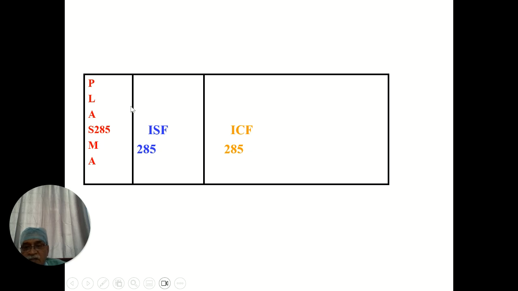And between the plasma and the interstitial fluid compartment, there is a barrier. This is known as the endothelial barrier. This endothelial barrier allows small particles to seep out of the intravascular compartment into the interstitial fluid compartment. Then between the interstitial fluid and the cell, there is a barrier known as the cell membrane.